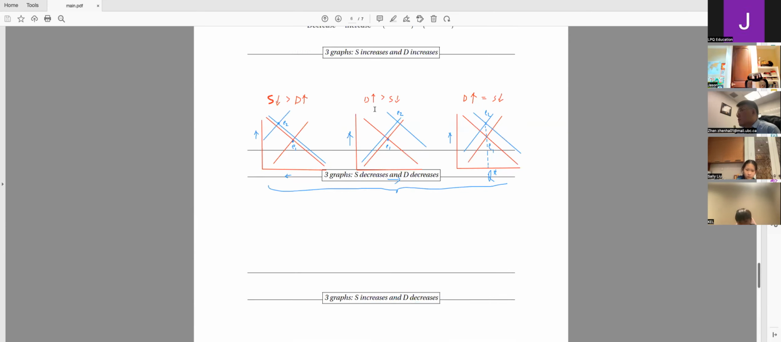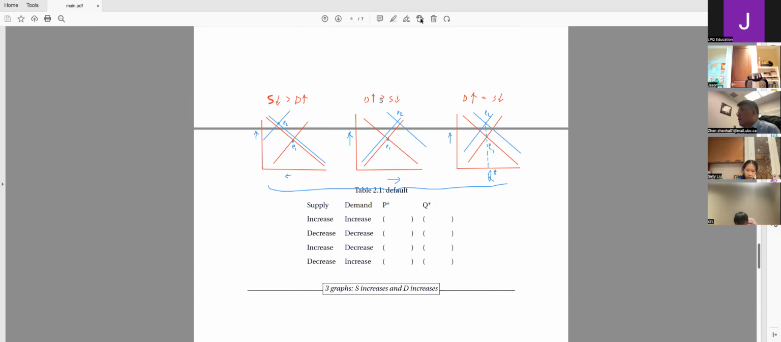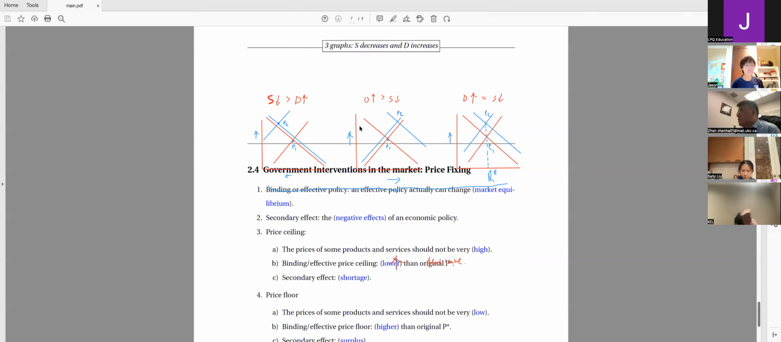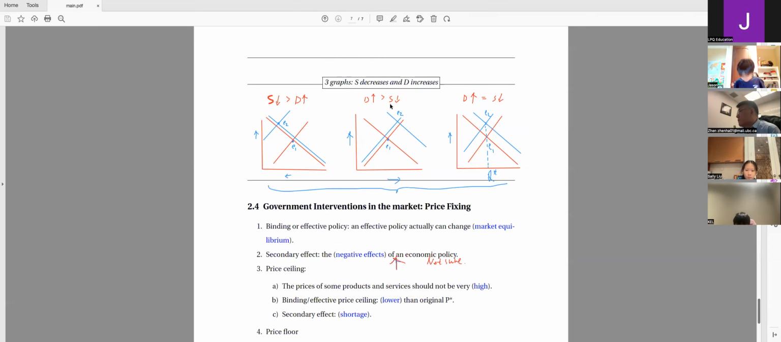So with these 3 graphs down here, we can fill out this one, right? We are sure the price will increase, so you guys fill this one with increase, but we are not sure how the quantity will change. So this one is not sure. Okay, this is the last group.